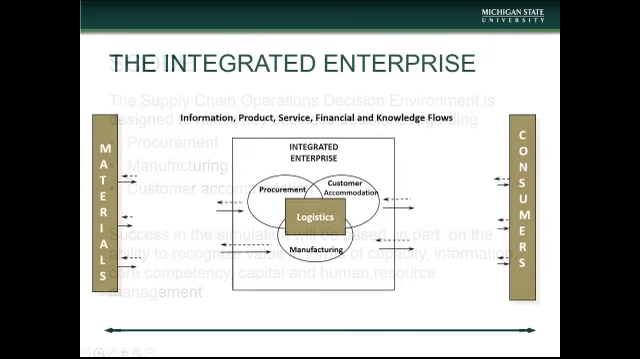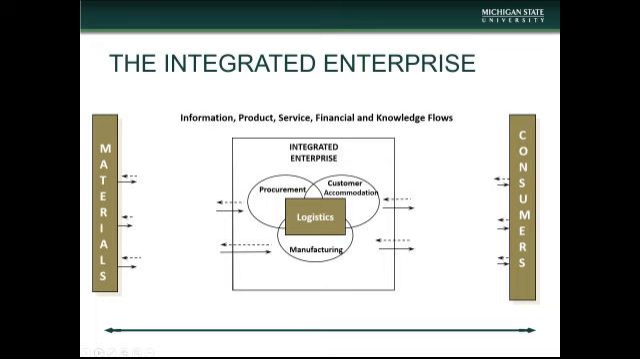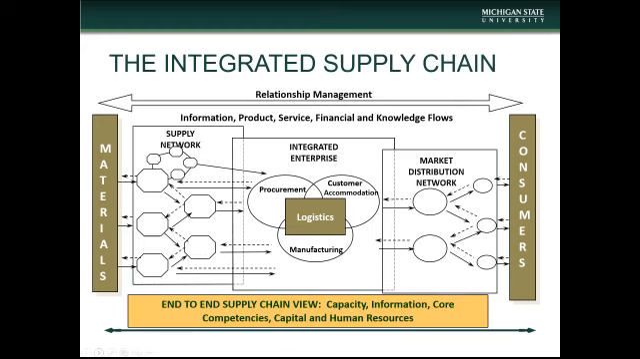We can see in this diagram that logistics is the central force between the business functions, as it is a source of information related to product, service, financial, and other knowledge. When extending these flows beyond the enterprise, the integrated supply chain model captures the inherent complexity that exists within any supply chain. This view allows us to recognize key factors in terms of capacity, information, core competency, capital, and human resources.